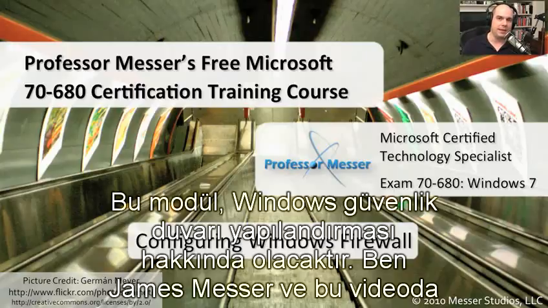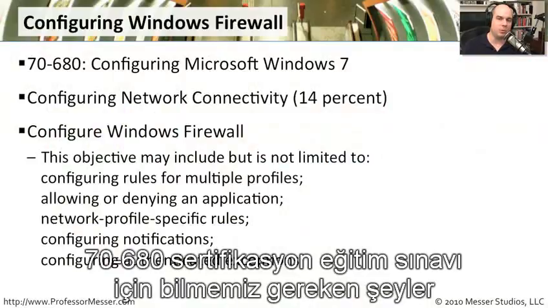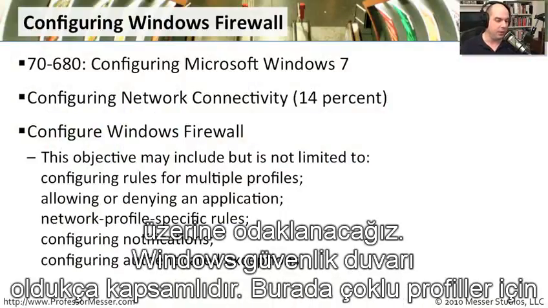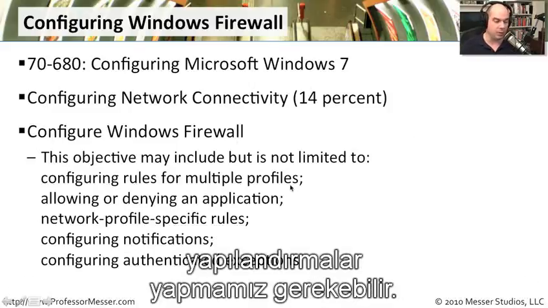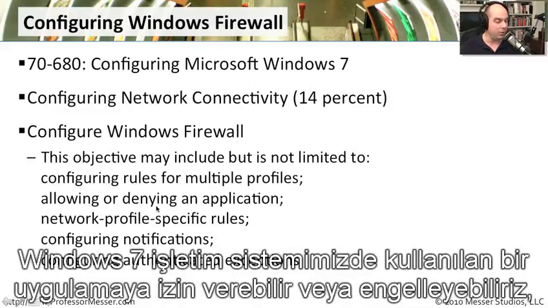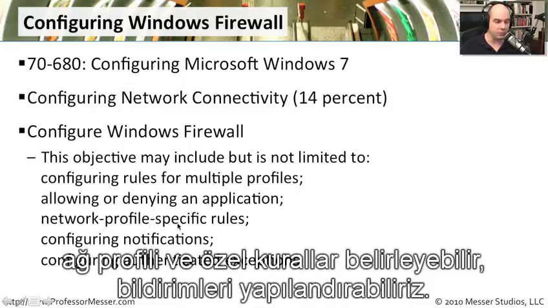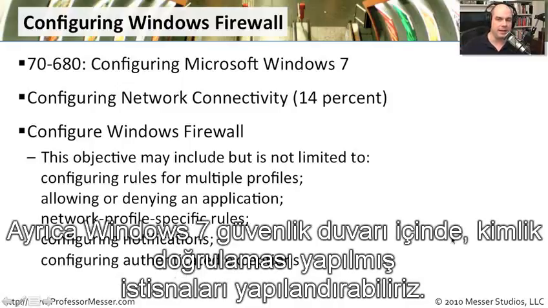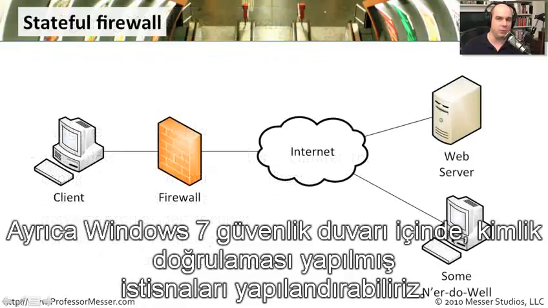I'm James Messer, and in this video we're going to focus on what we'll need to know for our 7680 certification exam. And Windows Firewall is pretty extensive. We need to be able to configure rules for multiple profiles, allowing or denying an application to be used in our Windows 7 operating system, network profile specific rules, configuring notifications, and configuring authenticated exceptions in the Windows 7 Windows Firewall.